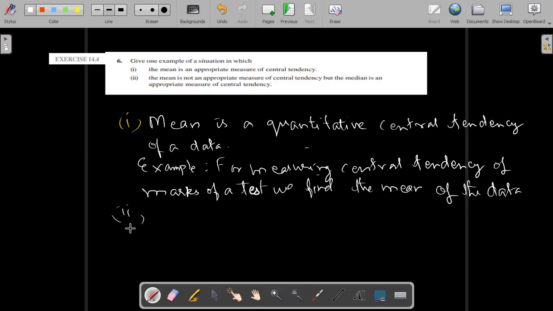Second, median. You know that median is a qualitative central tendency, which shows the middlemost value. So median is showing a qualitative measure.